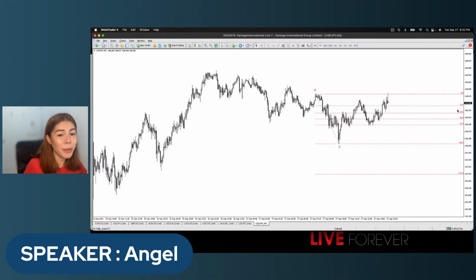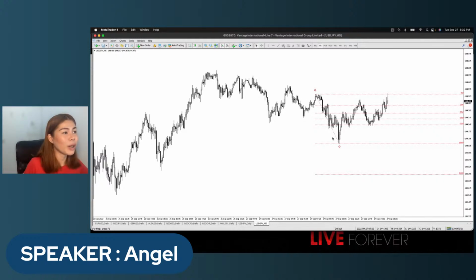Did the price respect the areas? Let's test. So it went all the way up here and stopped at 38.2. It worked. And then went back, stopped at 61.8. It worked. Another touch here at 61.8. And now, after touching the zero level over here, it is correcting or going down a little bit further.